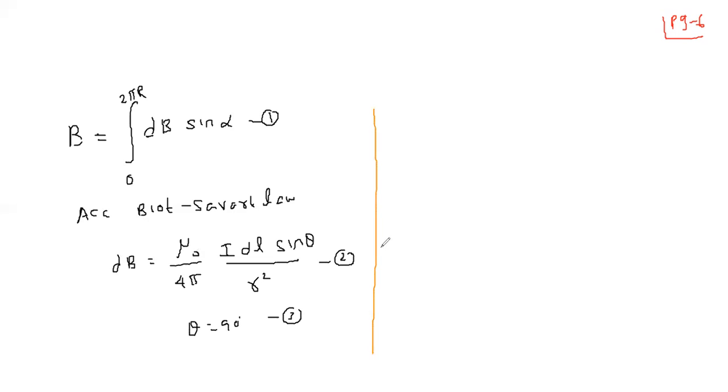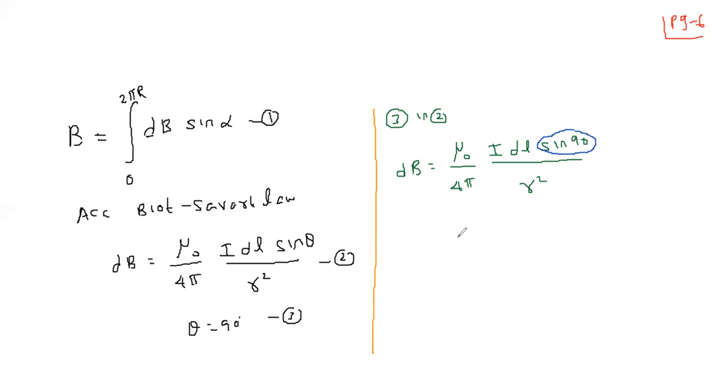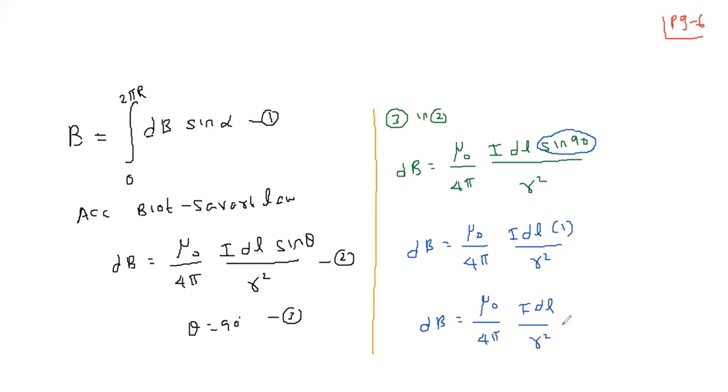Substitute 3 into 2. What are we getting? dB is equal to mu naught by 4 pi I dl sin 90 by r square. What is the sin 90 value? Sin 90 is 1. So dB is equal to mu naught by 4 pi I dl into 1 by r square. Therefore dB is equal to mu naught by 4 pi I dl by r square. Equation number 4. Let this remain as it is.